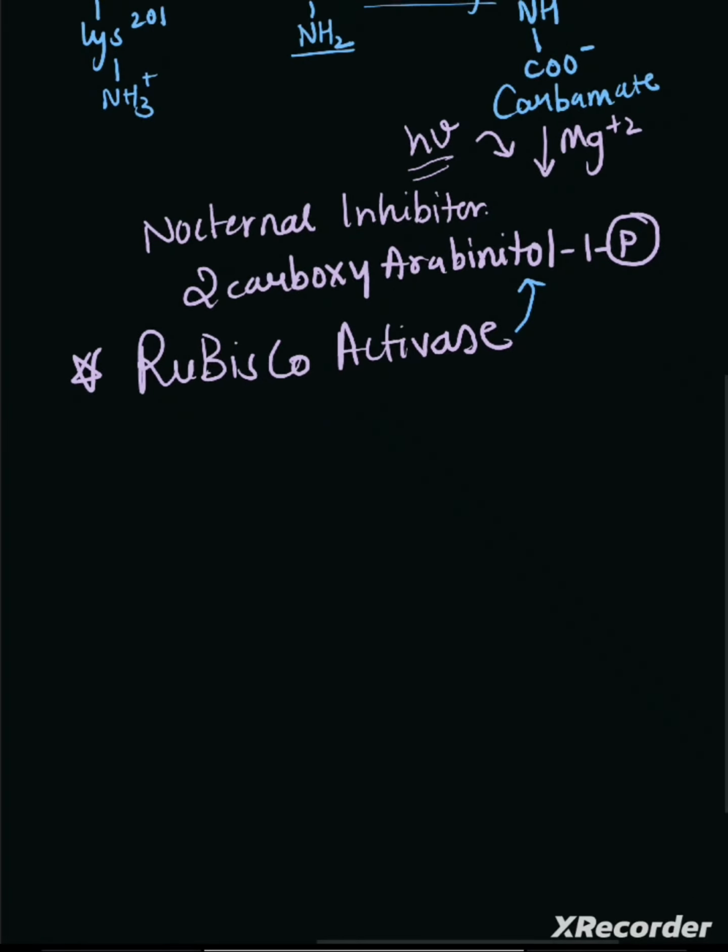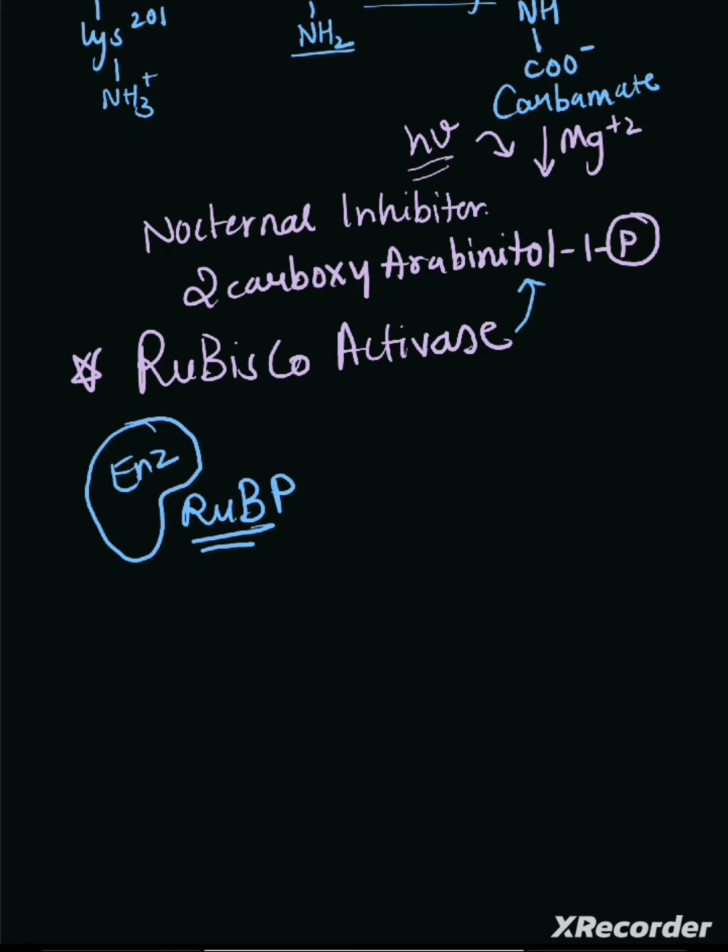See, your nocturnal inhibitor can be removed either by the light or your Rubisco activase, and Rubisco activase itself has this one function of removing the nocturnal inhibitor if it has to be removed. And importantly, when you have your enzyme Rubisco that is already bound to the RUBP, this is your enzyme and this is your substrate, that is RUBP.